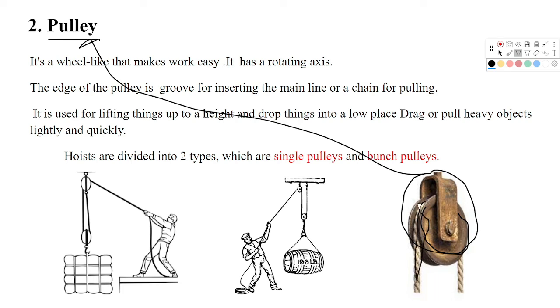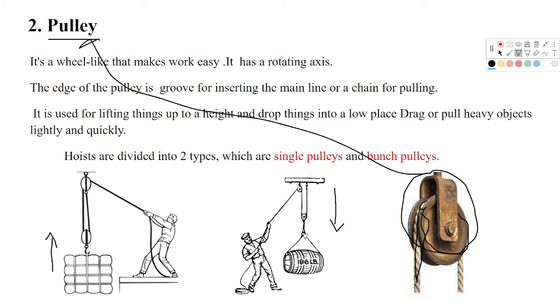Okay, it is grooved in a way that you can insert a line, or a chain. This can be a chain or a line. It is used for pulling and for lifting things up. So as you can see, you lift things up to a height, or also drop.